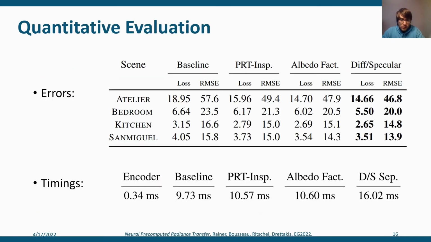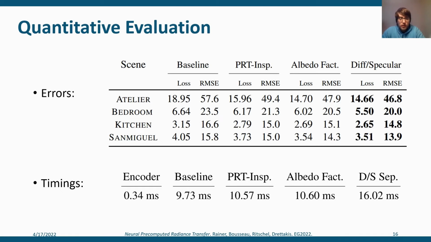So you can see here on the bottom right that the diffuse specular separation is a little bit slower than the albedo factorization, and there's a speed quality trade-off here and a sweet spot somewhere in the middle. And of course, the numbers confirm the observations for the errors. With each addition of physically based and PRT-based design elements into the architectures, the error becomes lower and improves.